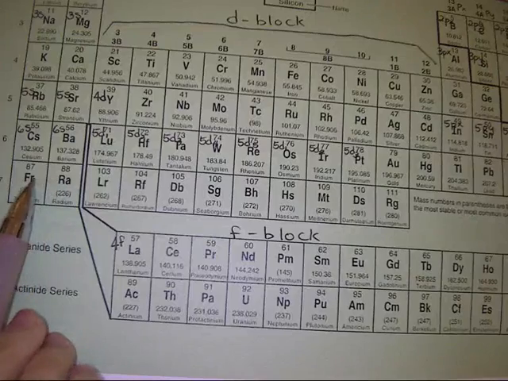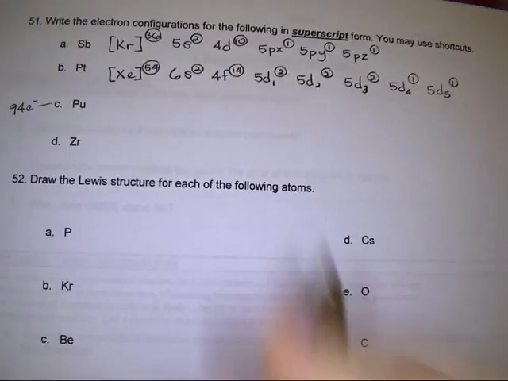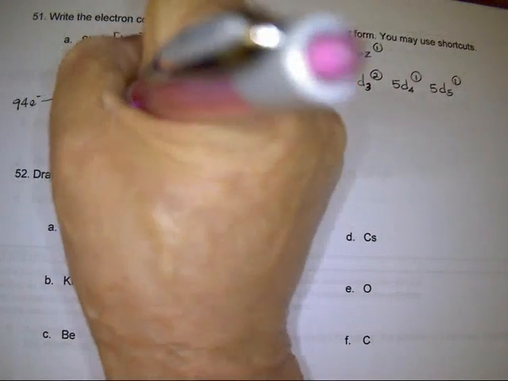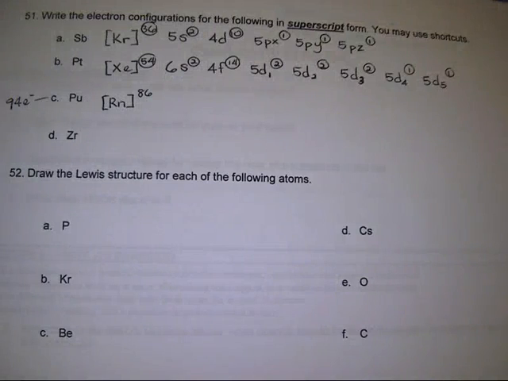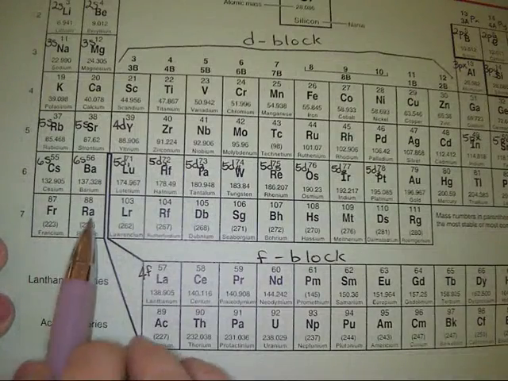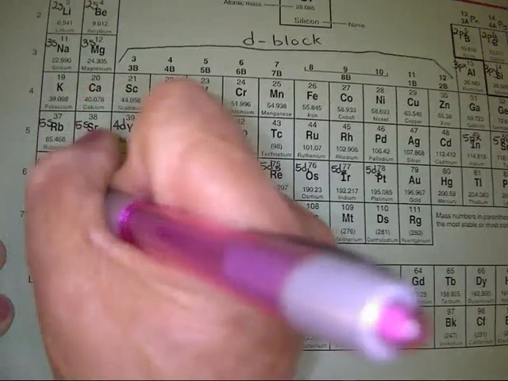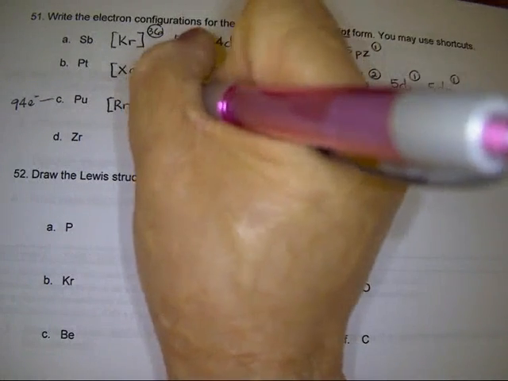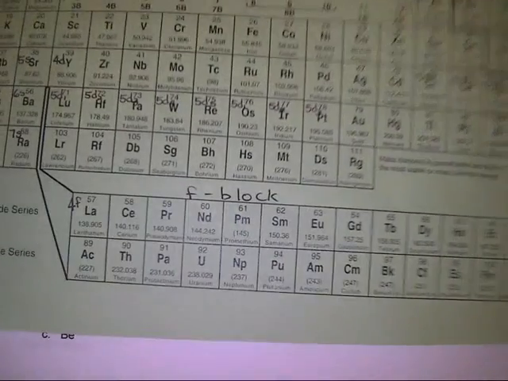And then 87, and then 86 happens to be a noble gas. So I'm going to write number 86, Rn, into the bracket. Okay, alright, number 86 is Rn, so now all I have to do is start at 87. 87 and 88 are both in the S block in the 7th row, so it's 7S. Okay, so there are two of them, so it's 7S2. Alright, that was number 88.